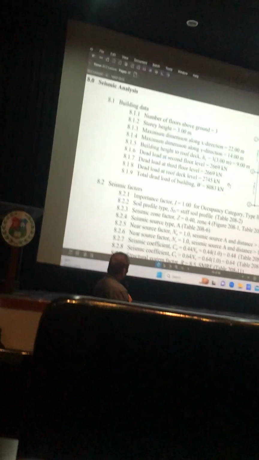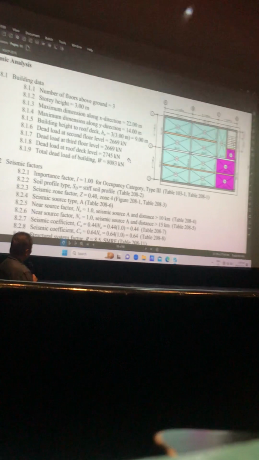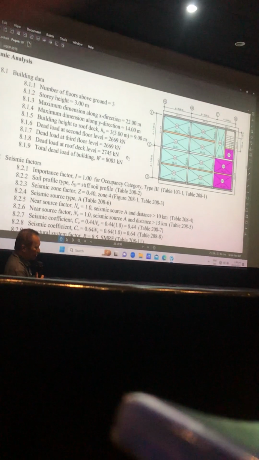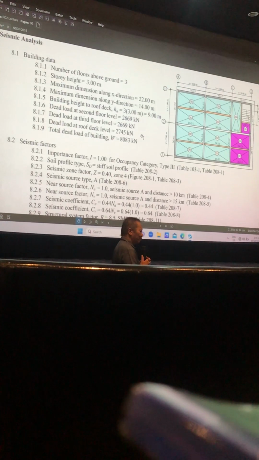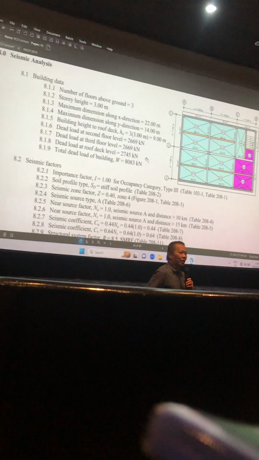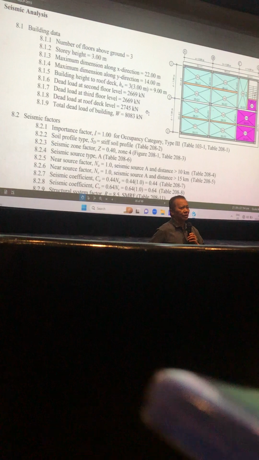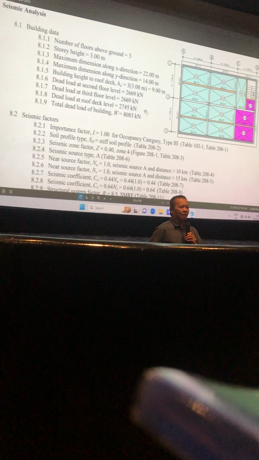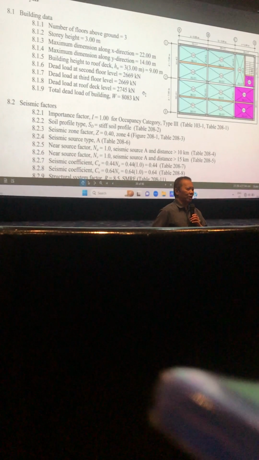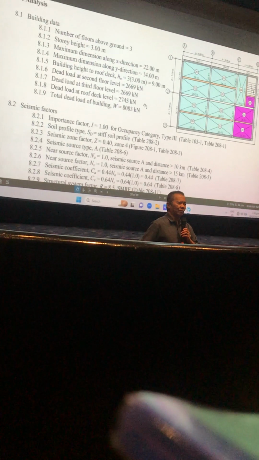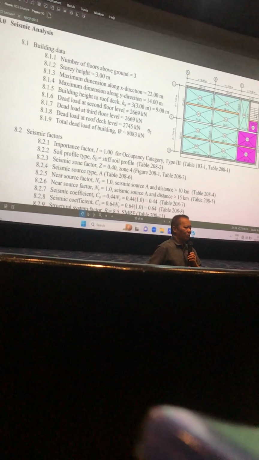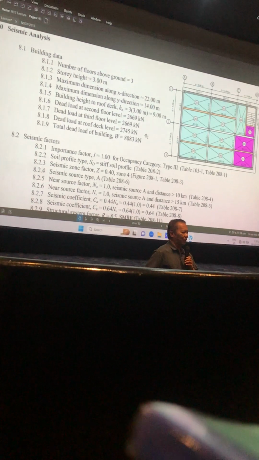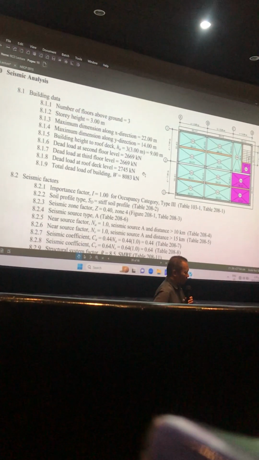Then for dead load at second floor, third floor, and roof deck level, so you have to estimate here or to compute the dead load, no? So ang atong dead load comprise of the weight of the slab, the weight of the beam, and you have to include whatever additional superimposed dead load is being applied, no? So, like for example, cement topping, suspended ceiling, concrete hollow block walls, no? So i-apply na nimo sa pag-compute nimo sa dead load.